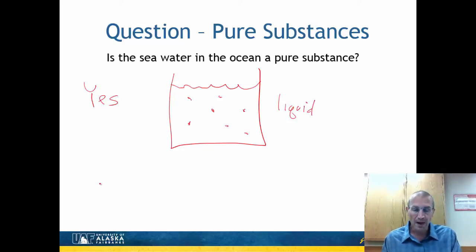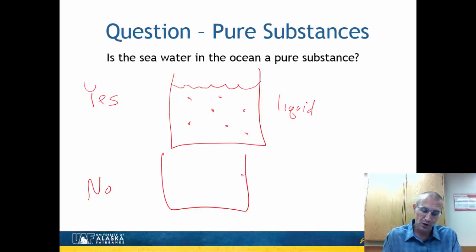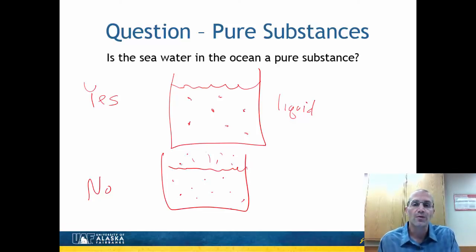Now, as soon as I have something that is boiling, for example, it would not be a pure substance. If I was to take salt water, again, with NaCl in it, and bring it to a boil, what would come off would just be water vapor. And so above it would be just water, below it would be water and salt, and in this case it would not be a pure substance.